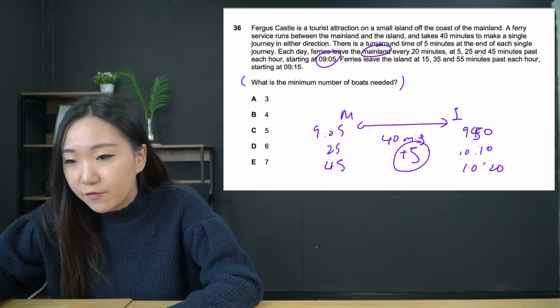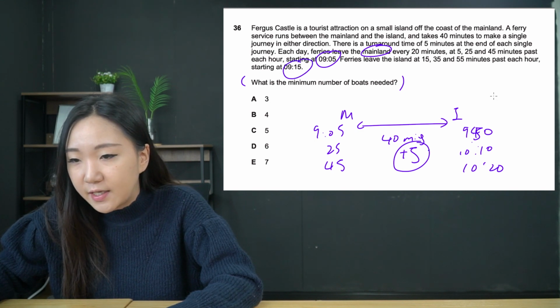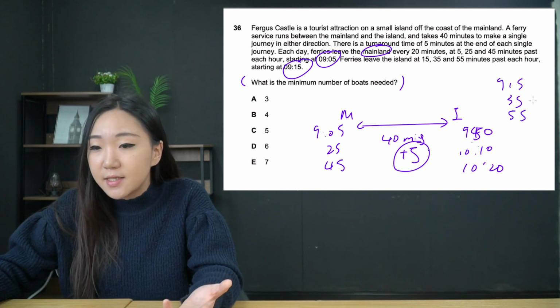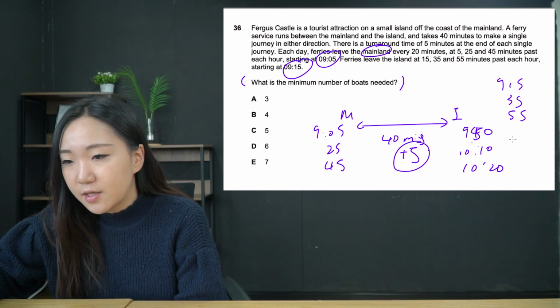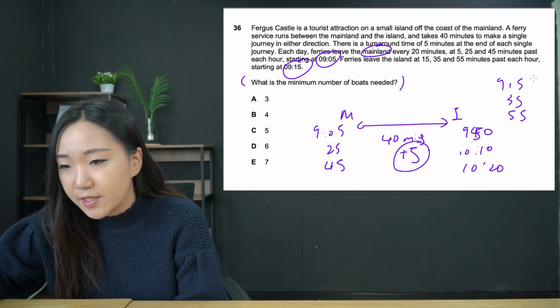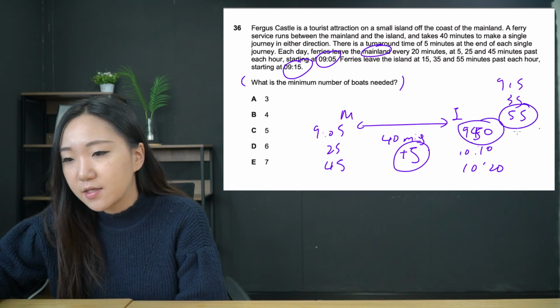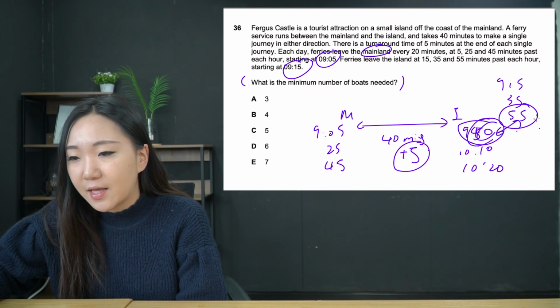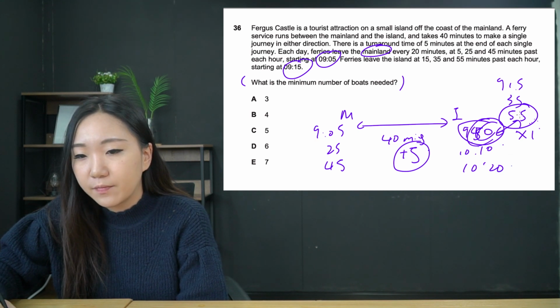Okay, and then going back from the island, it's leaving starting at 9:15, 35 and 55. All we have to calculate is how many boats are needed. So obviously we just need to see if there's any overlap between these two boats. So this boat, which is leaving at 9:55, can obviously share this first boat that's arrived here because this one will be ready to leave at the same time. So that's one boat there. Are there any overlaps between the others? Unfortunately not. So we'll need 1, 2, 3, 4, 5 boats. Minimum.